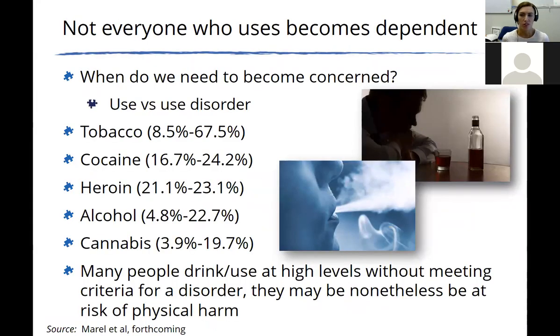But when do we need to become concerned about a person's use? Should we be responding to any use, or is it only when a person is dependent on substances that we need to be thinking about intervention? So not everybody who uses will become dependent, and the evidence indicates that the most addictive substance is tobacco, with up to an estimated 2/3 of people going on to develop dependence after first using it. And then this is followed by cocaine, heroin, alcohol, and cannabis, with up to 1/5 of users developing dependence. But it's really important to note that while many people drink or use at high levels without meeting criteria for a disorder, they may nonetheless be at risk of harm.